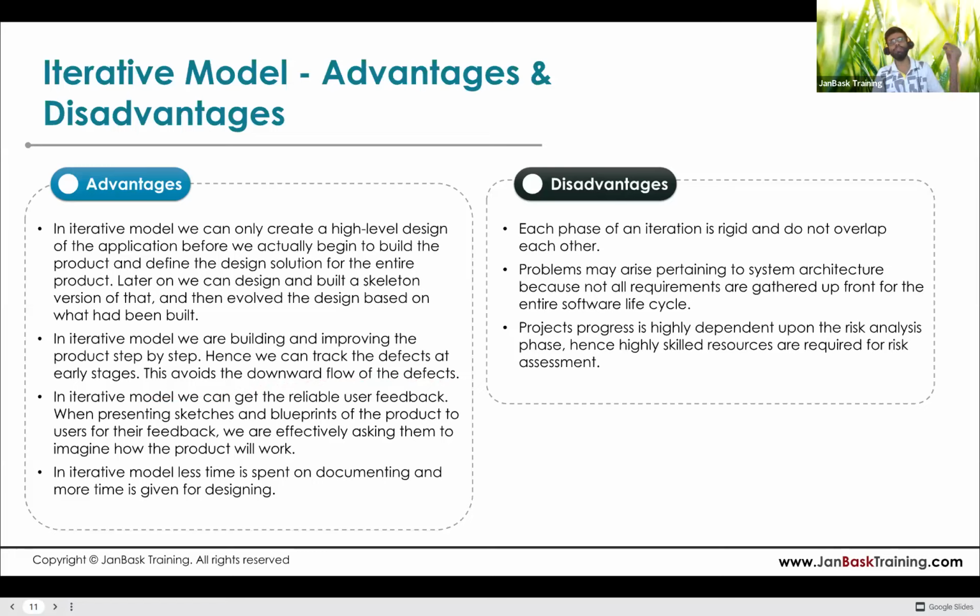Now if there was any defect in, say, the designing phase, that was flowing downward, coming to the implementation phase, and then to the testing phase where we were getting the defect. But in this case, as it is iterative and incremental in nature, and the testing is involved from the earlier stage, we can catch those defects at an earlier stage, and it stops the downward flow of the defects. In the iterative model, we can get reliable user feedback.